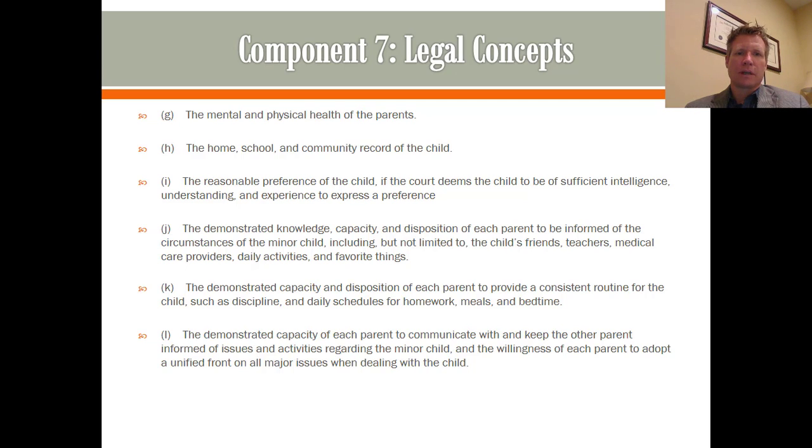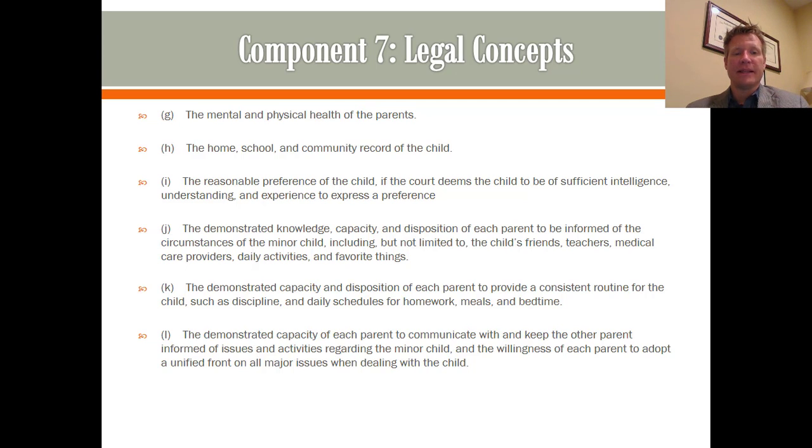H, home, school, and community record of the child. I, the reasonable preference of the child, if the court deems the child to be of sufficient intelligence, understanding, and experience to express the preference. J, the demonstrated knowledge, capacity, and disposition of each parent to be informed of the circumstances of the minor child, including but not limited to the child's friends, teachers, medical care providers, daily activities, and favorite things. K, the demonstrated capacity and disposition of each parent to provide a consistent routine for the child, such as discipline and daily schedules for homework, meals, and bedtime.